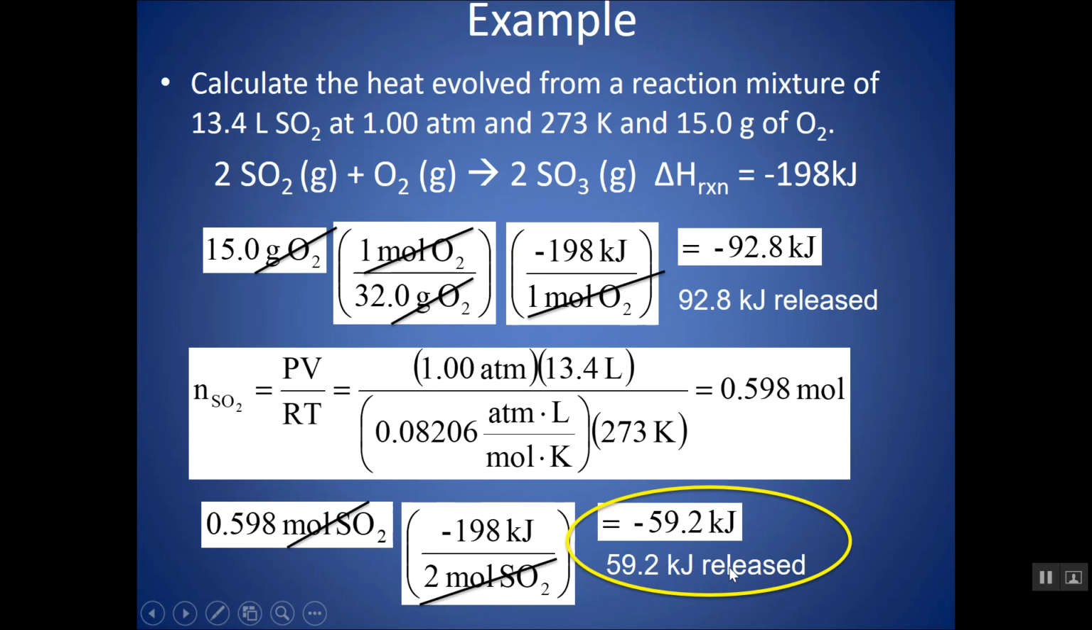It limits how much heat I can make, the same way it limits how much product it can make. And my answer is 59.2 kilojoules. That's the heat that would be evolved if this went to 100% yield, 100% completion.